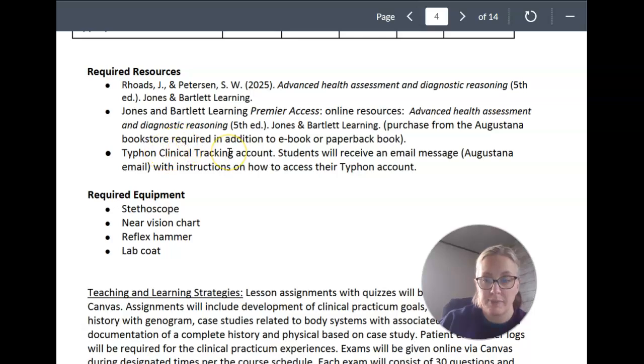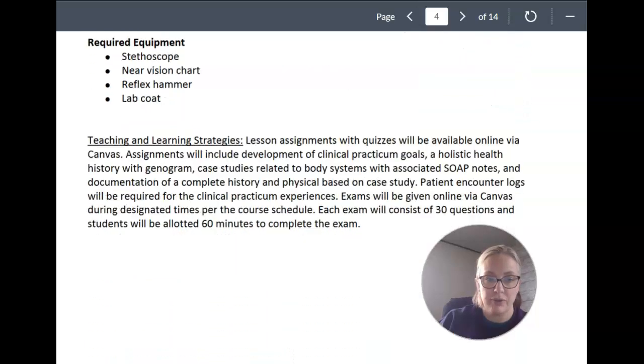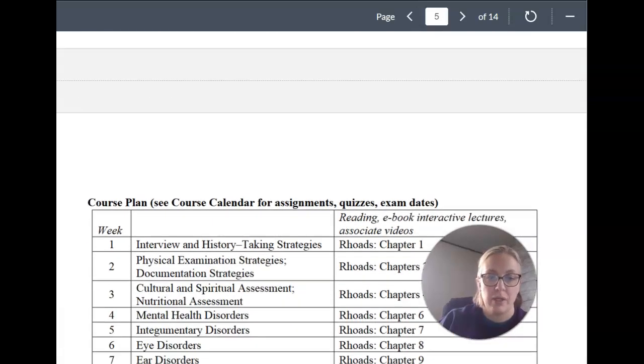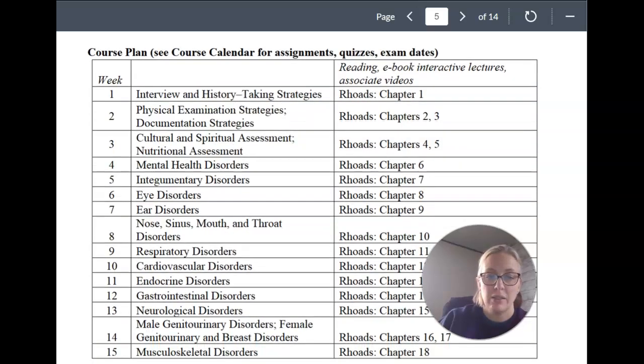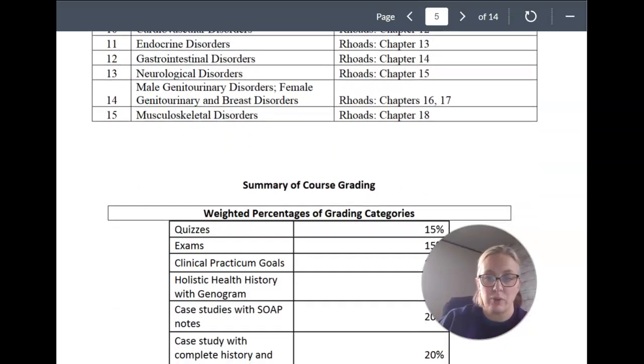And then, of course, Pam has already spoken to you guys about needing Typhon, and I'm not going to go into that right now. These are the things you would need for your course available to go to clinical with. This is our brief course plan, but we'll go over the course calendar more closely.